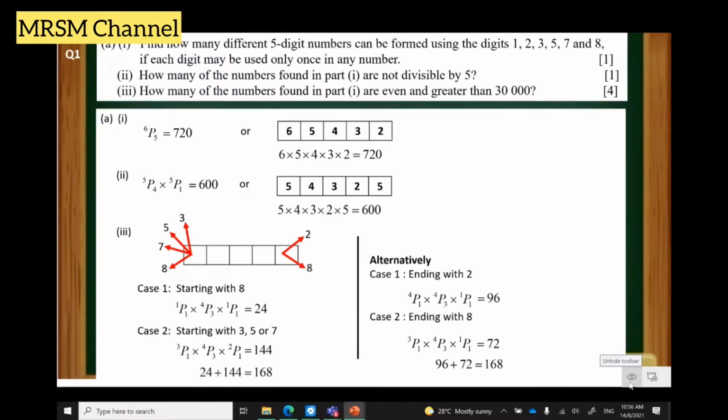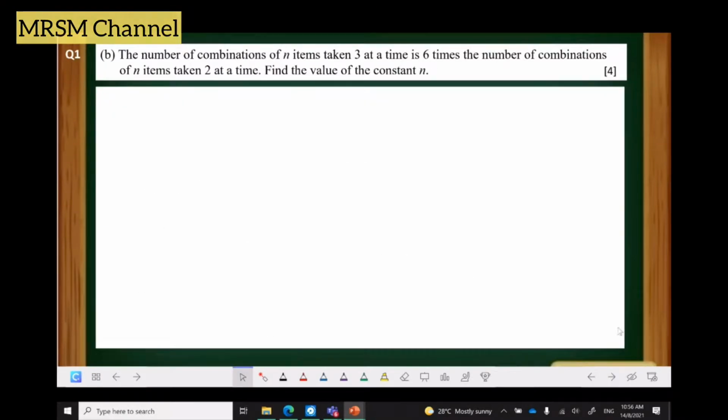Okay, so that is permutation. Now, kita tengok the next question, apa dia nak tanya. Okay, so sekarang ni dia tanya combination. Okay, dia kata the number of combinations of n items taken 3 at a time is 6 times the number of combination of n items taken 2 at a time.